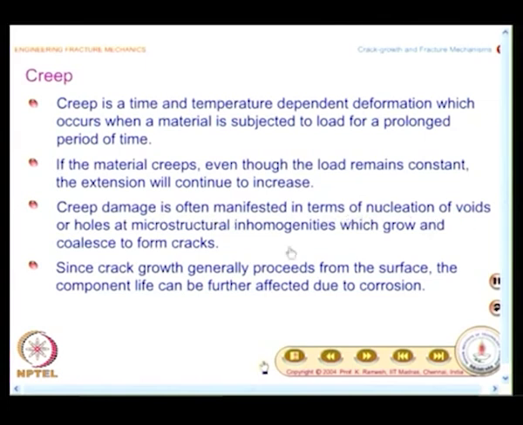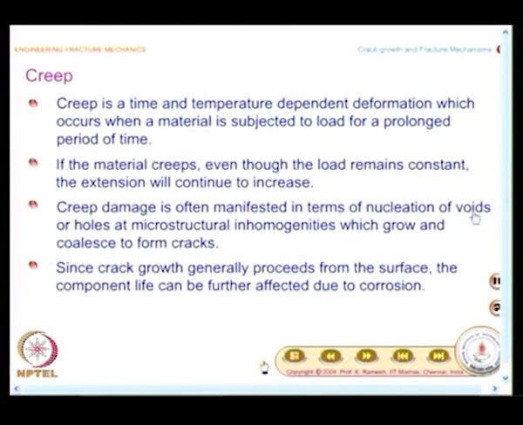Nucleation of voids or holes at microstructural inhomogeneities grow and coalesce to form cracks. So, the way a creep damage grows is different. The way your stress corrosion cracking growth is different. Similarly, a growth of a crack by fatigue is different. People have analyzed and have formed models to explain what is observed in practice.